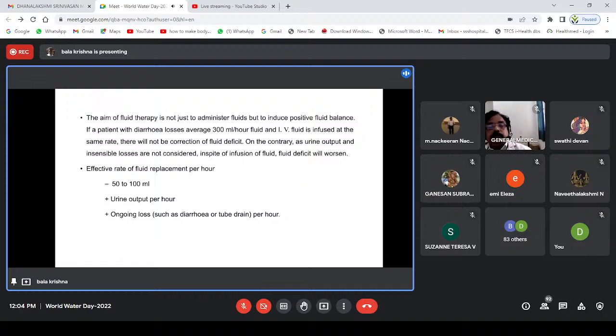On the contrary, if the urine output and insensible loss are not considered, in spite of infusion of fluid, the fluid deficit will worsen. So we should account for reducing fluid loss and ongoing losses. An effective rate of fluid replacement is 50 to 100 ml per hour plus the urine output per hour, plus ongoing losses such as diarrhea, fistula drain tube, ICD drain tube, intraperitoneal drain tube or NG tube output per hour, which should be considered in fluid replacement therapy.